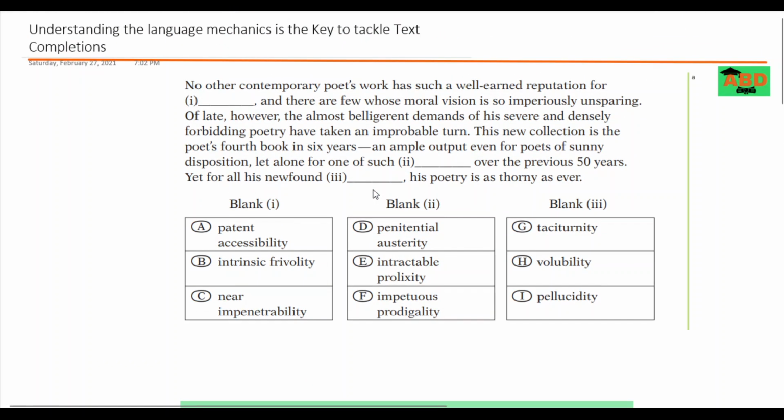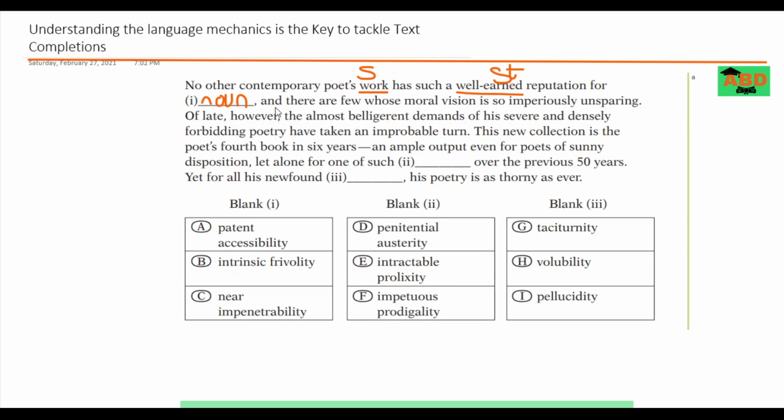So if you come back over here, I have this ETS question in front of you, and let's get into this. It says, no other contemporary poet's work has such a well earned reputation for dash. If I'm using my structural analysis ability, I already know that since the work is the subject, and it has such a well earned reputation for dash, this something is going to be some type of noun.